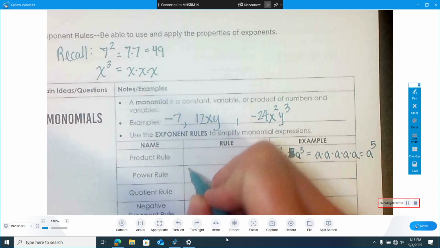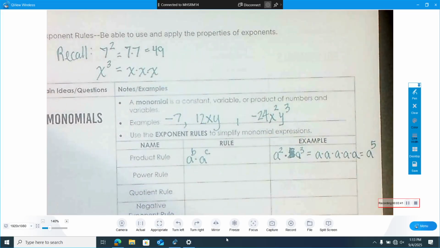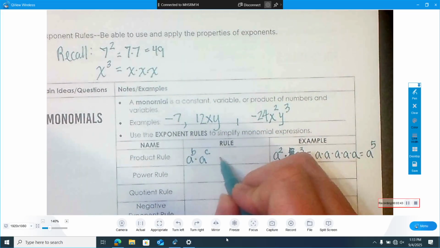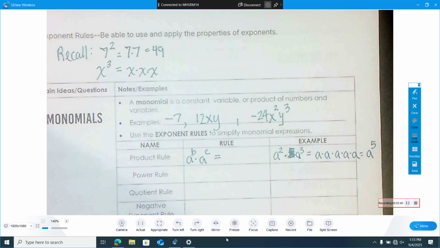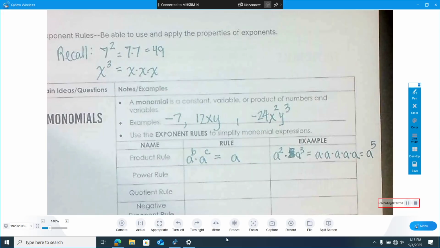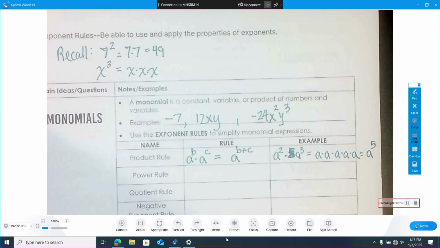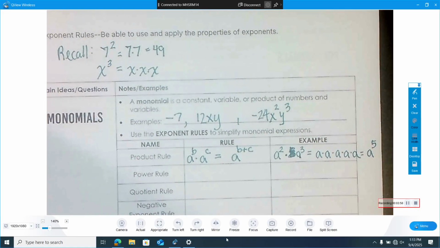So if we have a to the b times a to the c power, I like to throw in lots of different letters for you here. If they have the same base, the base stays the same, whatever it happens to be, and then all we have to do is add the exponents together. So a to the b plus c. And that's important that the base stays the same.